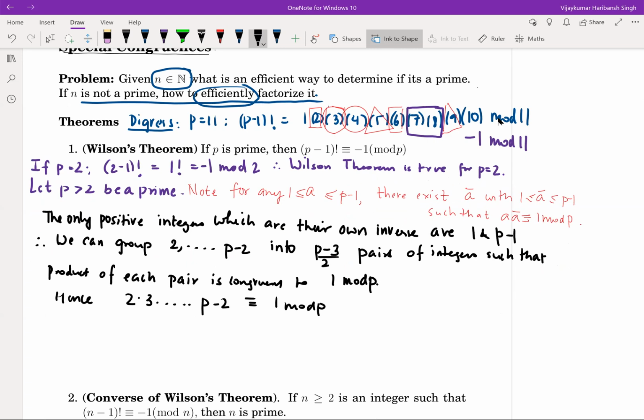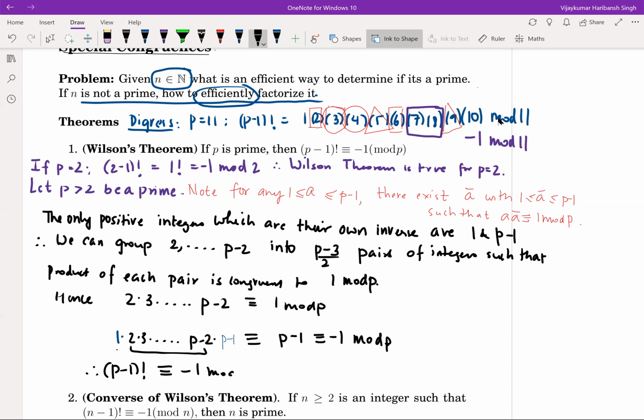Right? Now multiply both sides by 1 and p. Therefore, we have 1 times 2 into 3 and so on up to p minus 2 times p minus 1 is going to be congruent to, so this part is 1, right? So this is going to be congruent to p minus 1, which is the same as minus 1 mod p. So this is your p minus 1 factorial, right? Therefore p minus 1 factorial is congruent to minus 1 mod p.